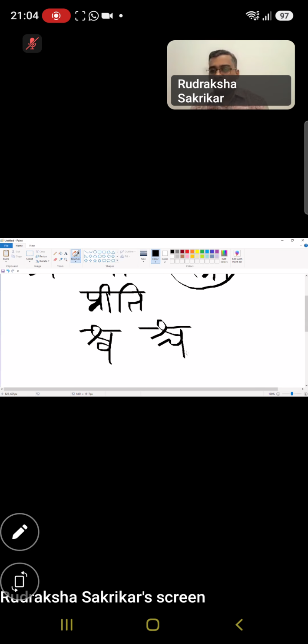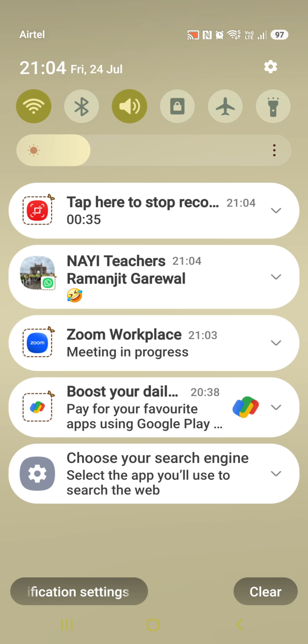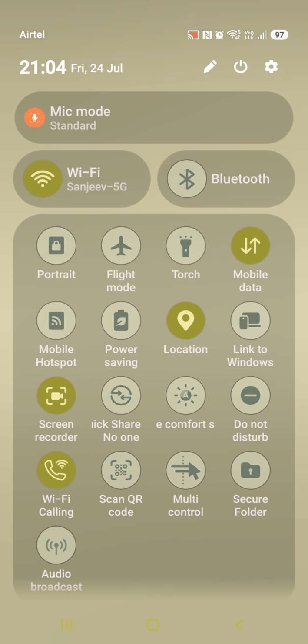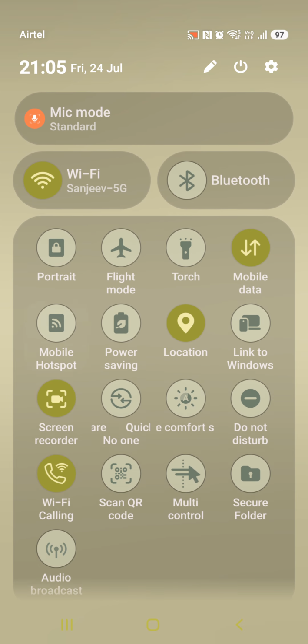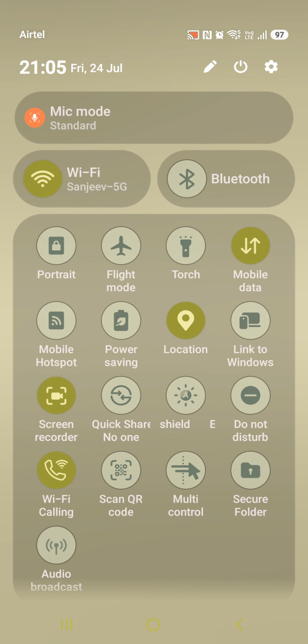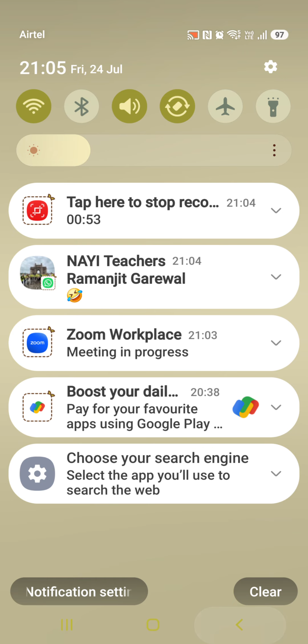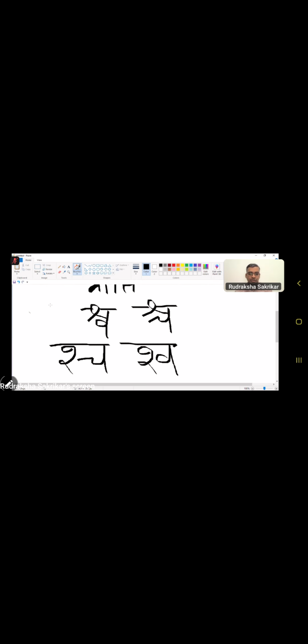Now we don't know how this method started, but instead of this sh, we can also write like this. It is not wrong. We can write sh like this, or we can write sh like this. This is also correct. This is not wrong. Mostly in Sanskrit, we find this particular method of writing like this.